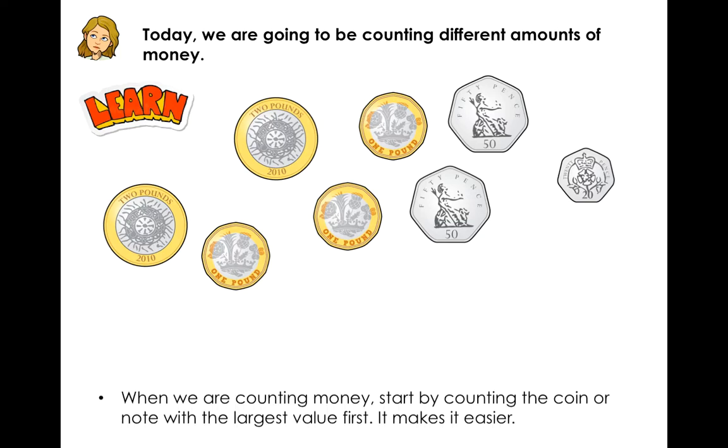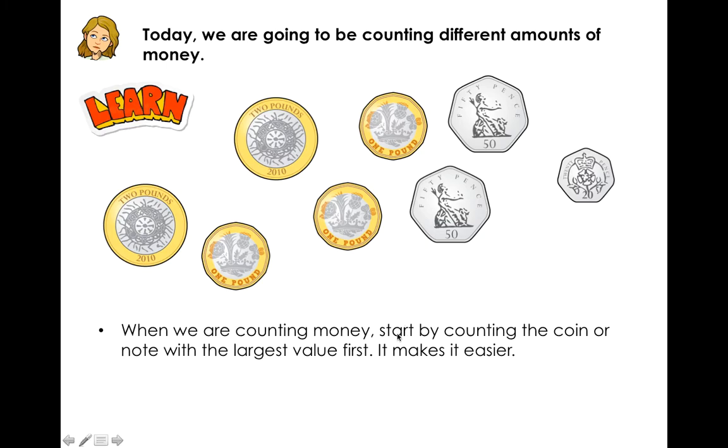Now, the first thing we need to remember when we're counting money is that we always need to start by counting the coin or the note with the largest value first, because it makes it much easier. So here I'm going to look at the coins that I've got, and I'm going to look for the biggest coin first. I can see that I've got a £2 coin. Okay, so that's the biggest amount of money that I've got there.